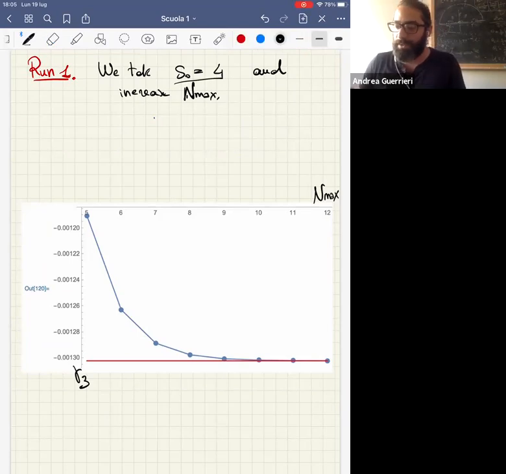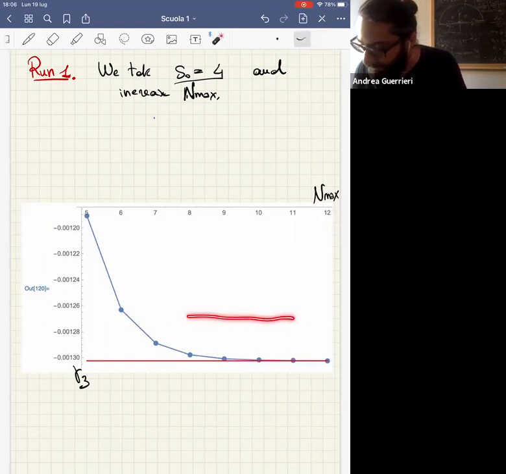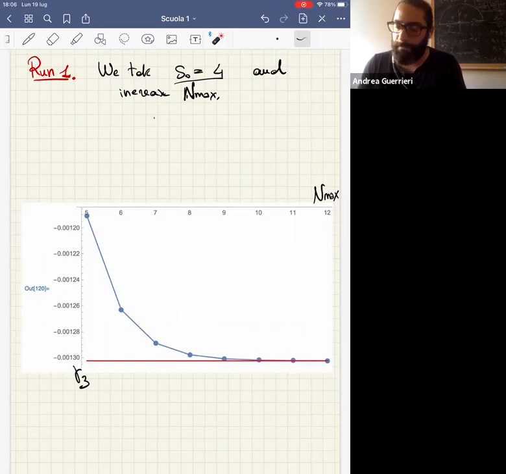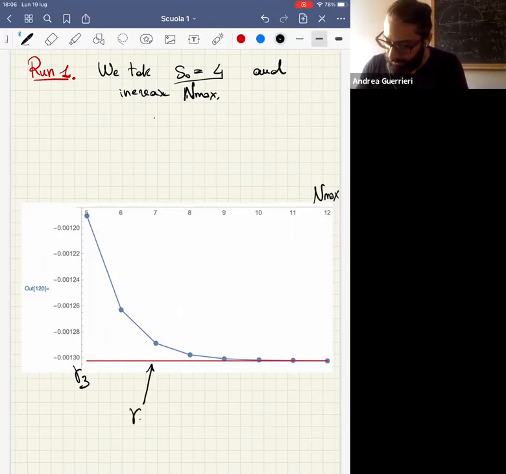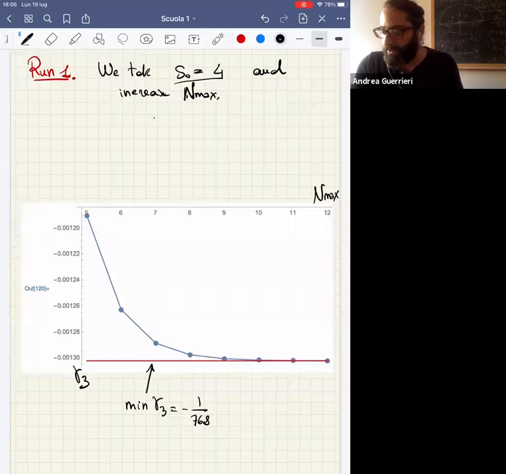With the suboptimal S0 equal to 4, we increase n max, the number of terms in our ansatz. In this case we observe a very nice convergence, a very fast convergence because it's a very simple problem. And this in red is the analytic value for this coefficient gamma 3, which must be greater than or equal to it. We know that the minimum of gamma 3 is equal to -1/76. So this we know, it's in red, and you see the numerics nicely converge to this point.